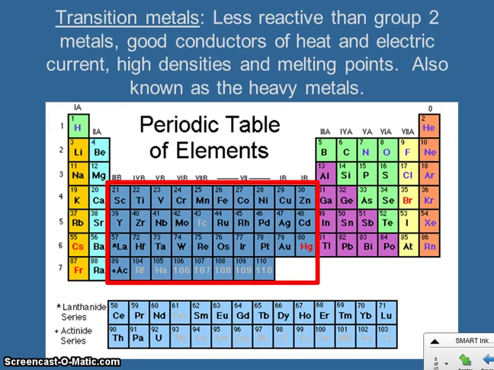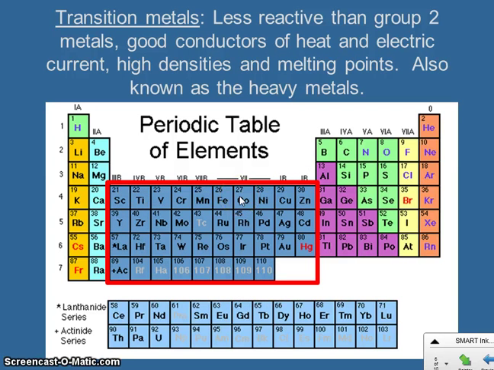Next group we're going to talk about is our transition metals, and this is a big group. Now these metals are much less reactive than our alkali or our alkali earth metals. And they don't really like to follow rules. We've talked about that over and over. That's why we don't give them a group number. We don't know their valence number.